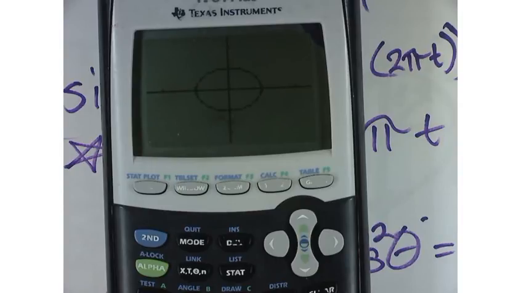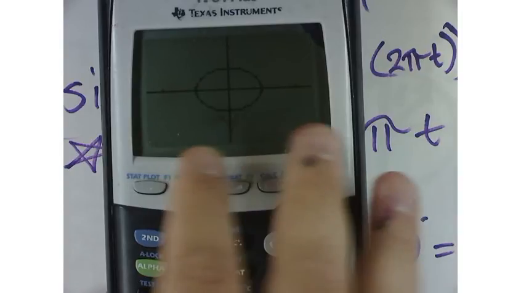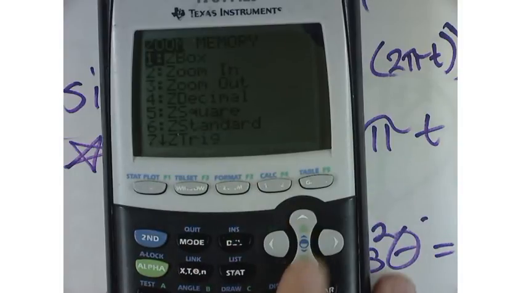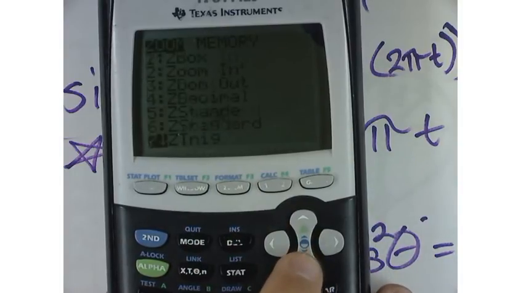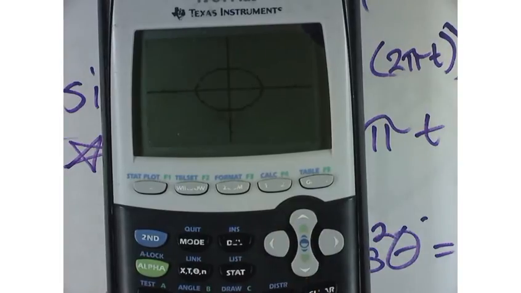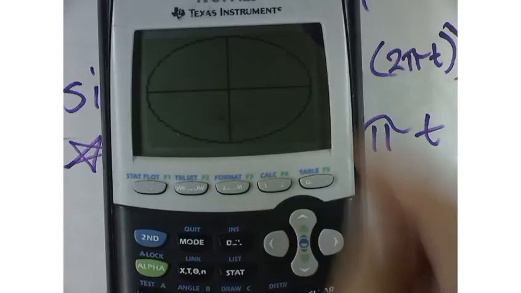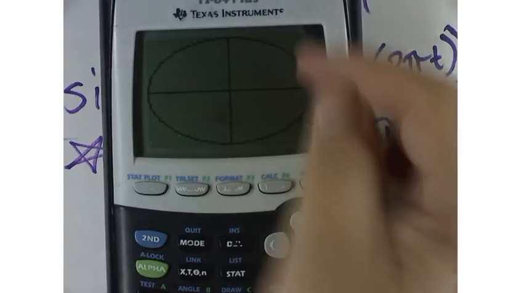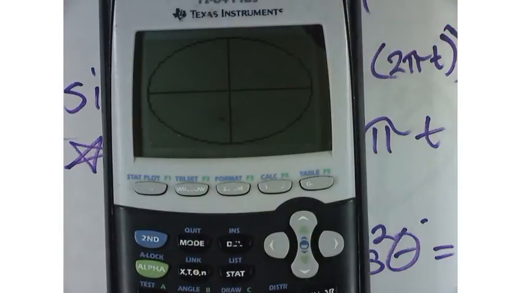Well, it's a little skewed. If I go into Zoom Fit. Now, you know what though? These calculators, they're a little skewed a little bit. But if I do Zoom Fit, it still ends up looking like an ellipse, but the radius is 1, right? Because this tick mark is a 1, this tick mark is a 1, and so that's a circle. Okay? Any questions? Okay, cool.